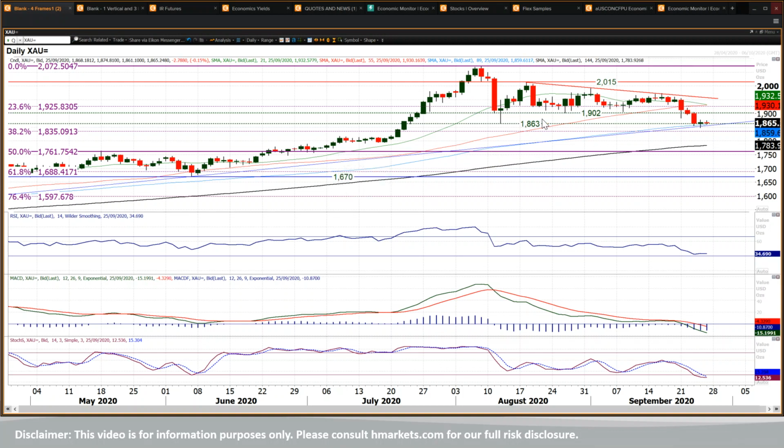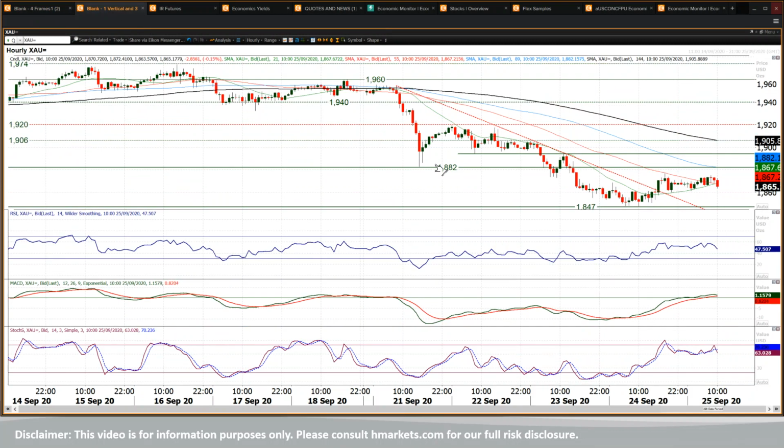Now, in terms of technical rallies, you've got overhead supply, 1902 to 1926, I would say. Anything faltering underneath that really does put the pressure onto the downside once more. You can see the overhead supply building up now on the hourly chart, 1882, 1894, and then around that 1906, 1920 level. So they are building overhead resistance areas, and again, if you even fail under 1876, which was yesterday's high, the pressure builds once more to the downside. So I'm expecting further downside in due course.